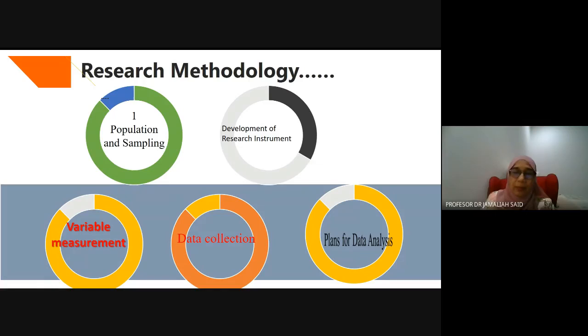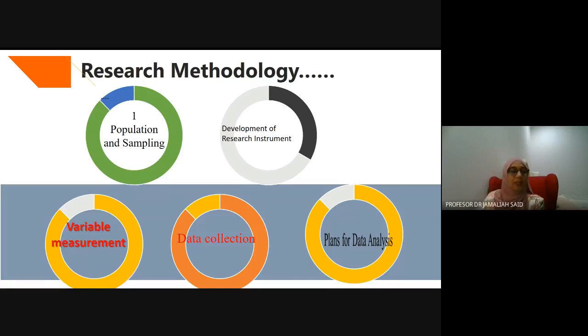Because in Bursa, maybe you have 13 sectors, I do not know how many. Are you going to take a sample from each sector? So you have to tell the sample. Okay. So the first section of research methodology is population and sampling. After that, you have to tell the instrument development, the research instrument. Okay. After that is the variable measurement.